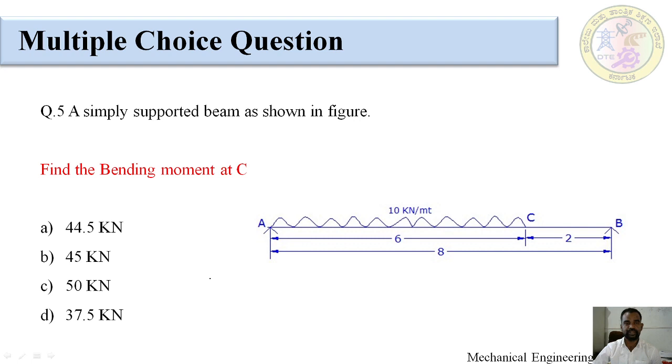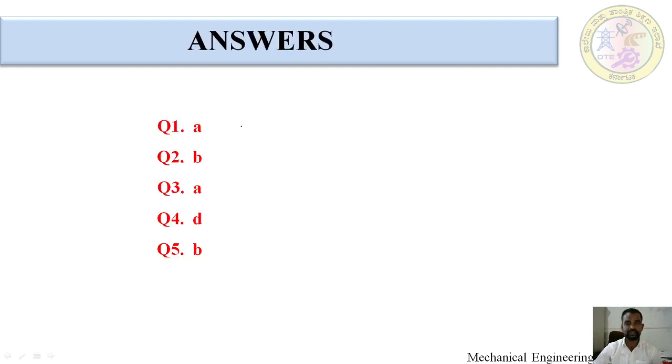Next would be the 5th question. A simply supported beam as shown in figure. Find the bending moment at C point. Here we have to calculate the bending moment. There would be 4 choices. Among them, any one would be the correct answer. These are the 5 multiple choice questions. You can solve these questions very easily and answer them. And on the next slide we have the answers to those multiple choice questions.